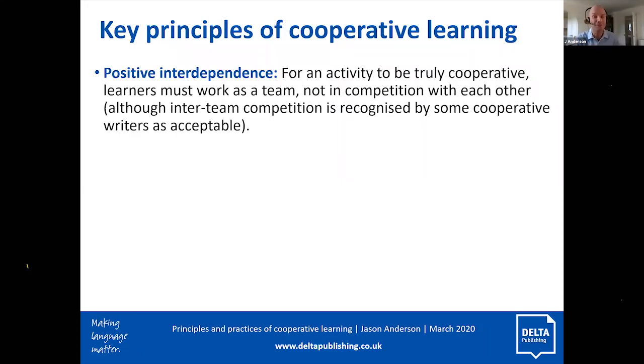So the first of those, positive interdependence, states that for an activity to be truly cooperative, the learners must work as a team, not in competition with each other. Although inter-team competition is recognized by some of the authors on cooperative learning. At primary level, inter-team competition can even be stressful, but at secondary and adult levels, it's usually a healthy way to motivate the learners. And it can be a way to motivate them to use English, for example, if you give points for use of English when they're doing the group work as well.